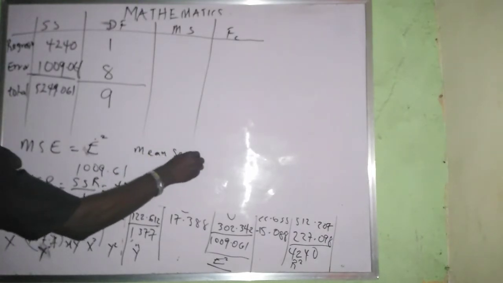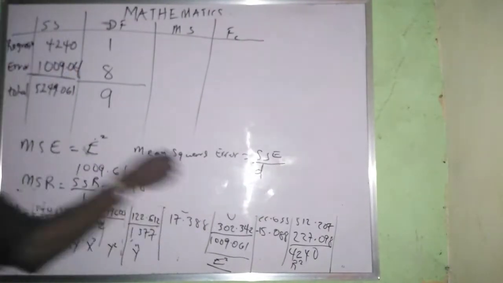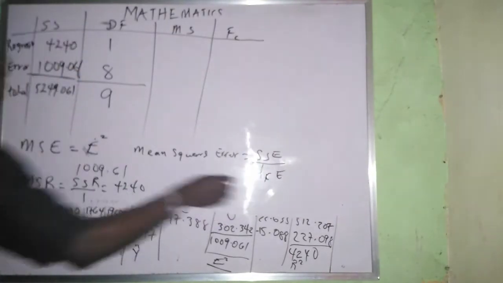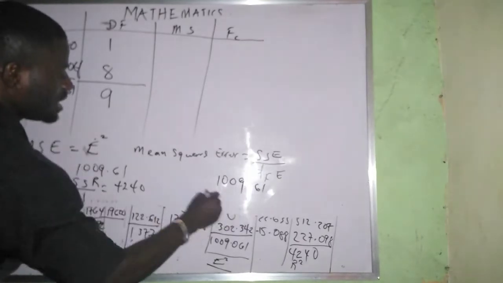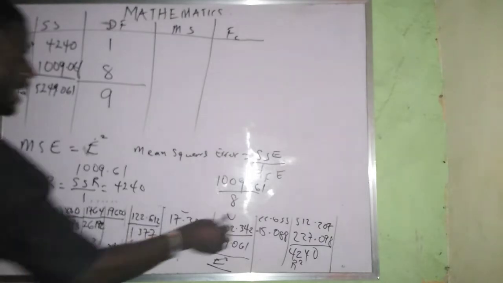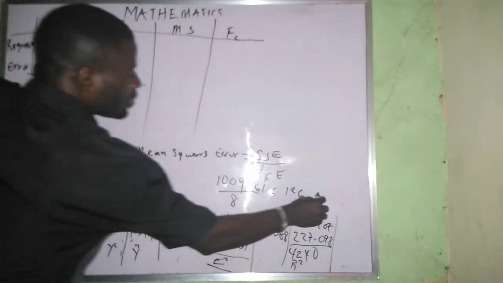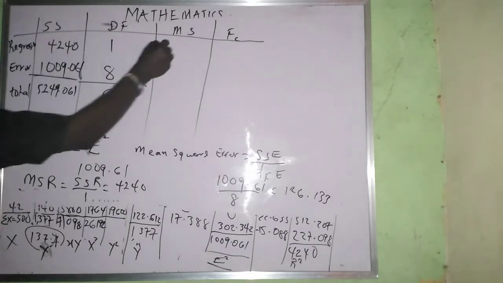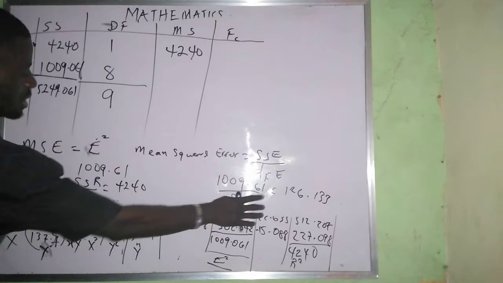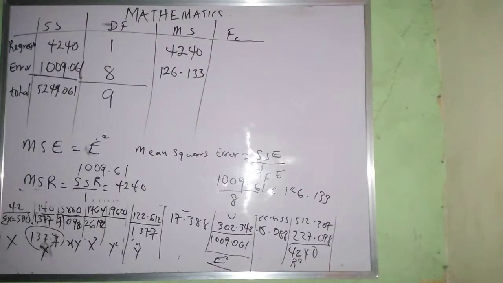My mean square error is my SS error divided by the degree of freedom of error, which is 8. It means 1009.061 divided by 8. If I divide the number by 8, I have 126.133. Now, I've achieved that very well.